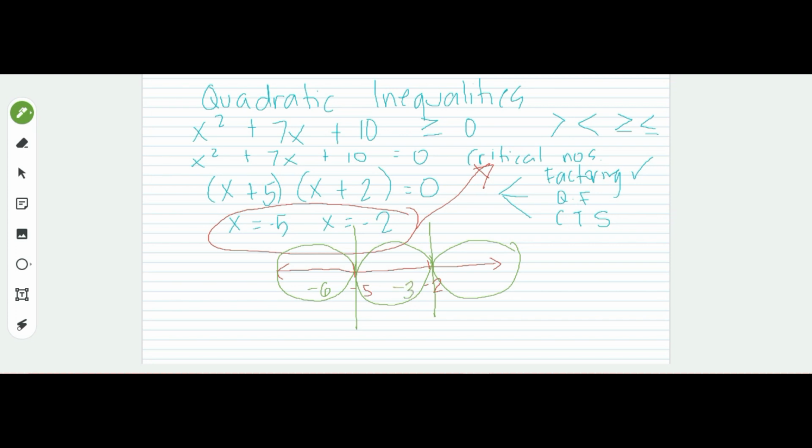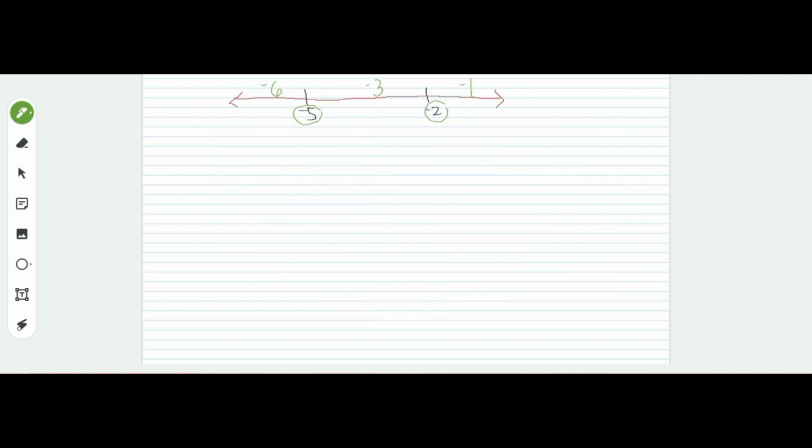The same goes for our other side. We take the number nearest to -2, so we have -1. These green numbers are what you call your test numbers. We will be using these test numbers for our test intervals. After choosing our test numbers, we can now solve using our test intervals.